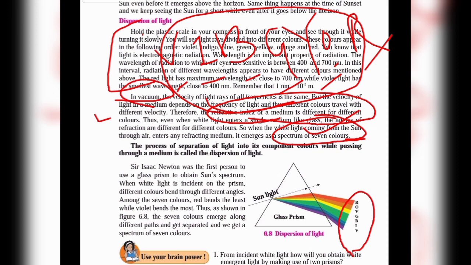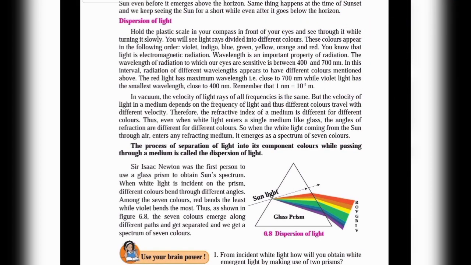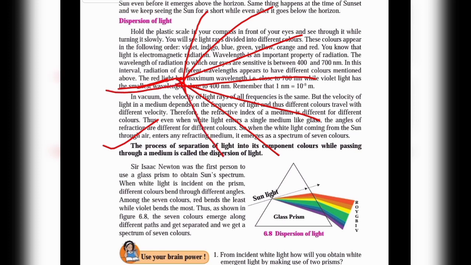Here is a very important sentence: the process of separation of light into its component colors while passing through a medium is called the dispersion of light. What do you mean by that? The process of separation of light, as shown here, from one single light there is formation of another 7 colors. Another 7 colors from a single light.